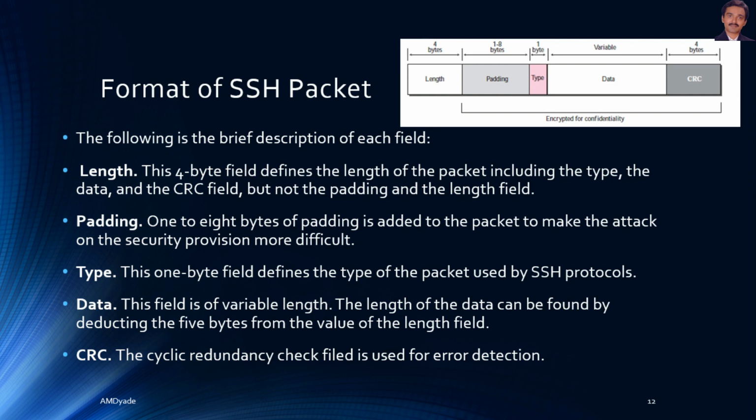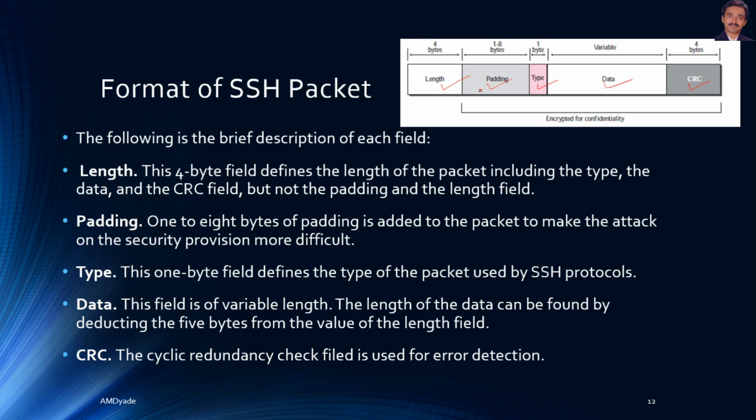This figure shows the format of the packet used by the SSH protocol. It has five fields: length, padding, type, data, and CRC. The length is a 4-byte field that defines the length of the packet, including the type, the data, and the CRC field, but not the padding and length field.